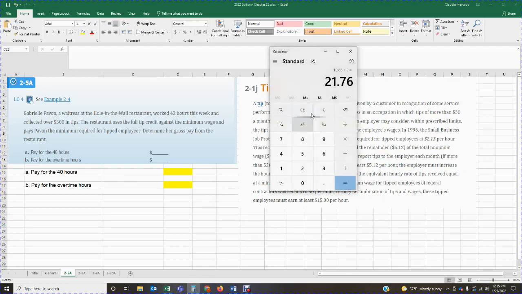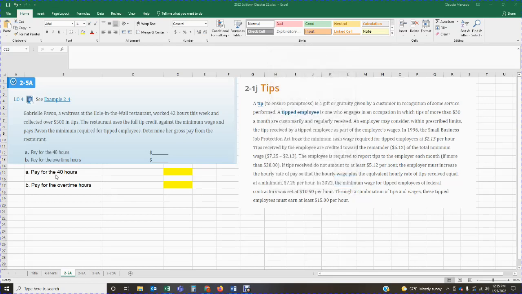Now, in this particular case, we see here that the employee made $500 in tips. So let's say for a 40-hour work week times $7.25, which is the minimum wage, that is what an employee would be taking home, $290. This employee is taking home $500. So that means that the employee made a lot more than just minimum wage. Now, regardless of how much money the employee makes in tips, the employer is still responsible to pay for the 40-hour work week as well as for overtime hours worked. This employee worked 2 hours overtime.